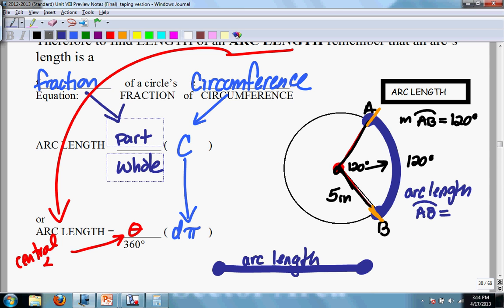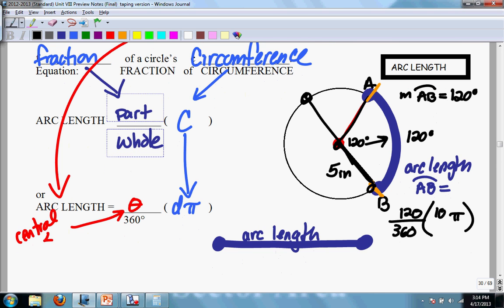So our fraction here is going to be 120 over 360 of the circumference, which is d pi. Our diameter is 10, so we have 10 pi. We're going to work this out: 120 over 360 times 10 pi. You could grab a calculator, but this is actually faster if you just get rid of the zeros.